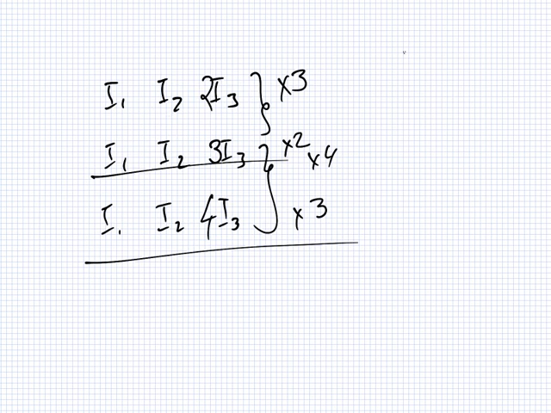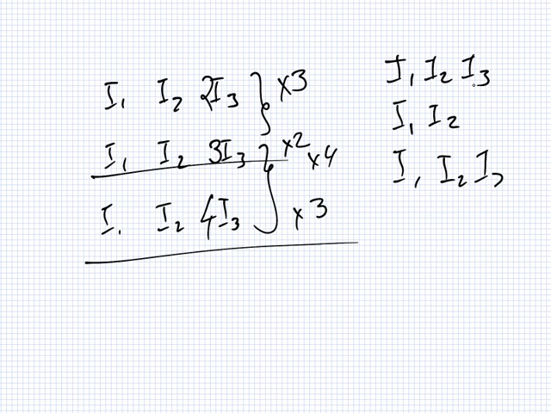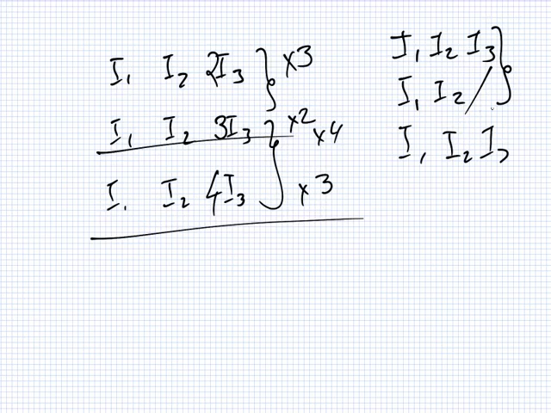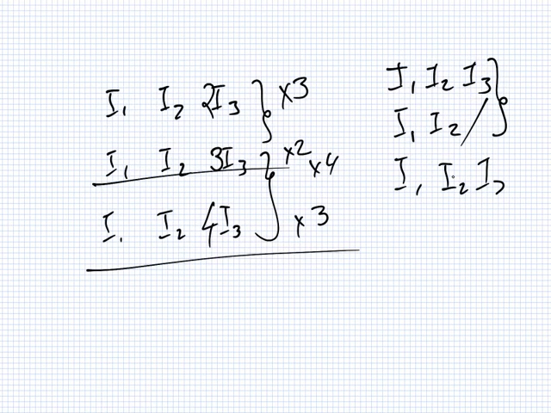Now sometimes you have situations like this, I1, I2, I3, I1, I2, I1, I2, I3. We can't cancel I3 because it's only in two of them. So here, if you minus, do you cancel I3? No, because there's nothing to cancel it. So you need to pick something that's in all three of them. Like I2 or I1.